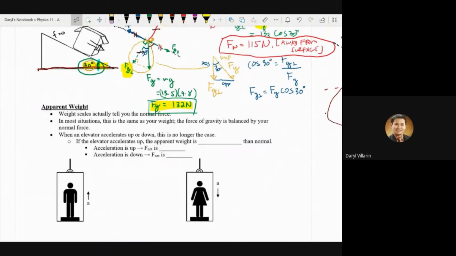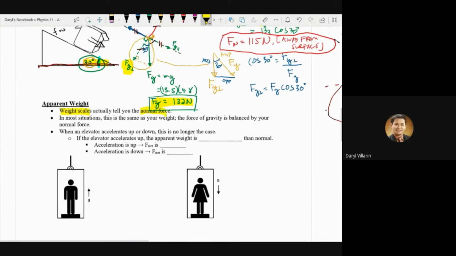So this is what I've talked about, weight scales actually tell you the normal force. If you're pressing on something, that something will press back. So for most scales, like your bathroom scale, they use Newton's third law. The normal force is just the reaction force by the surface. So take note, the weight scales give you the normal force.